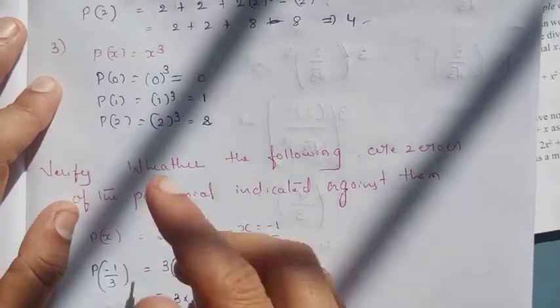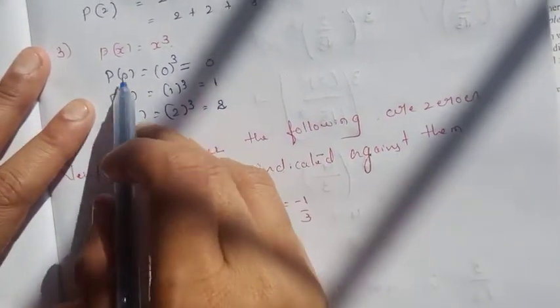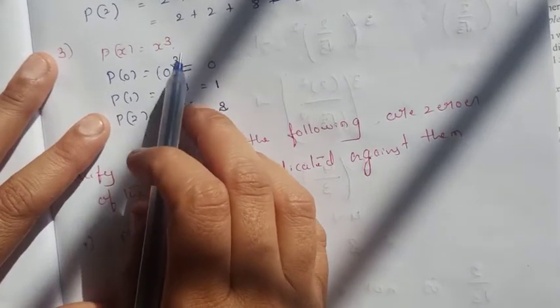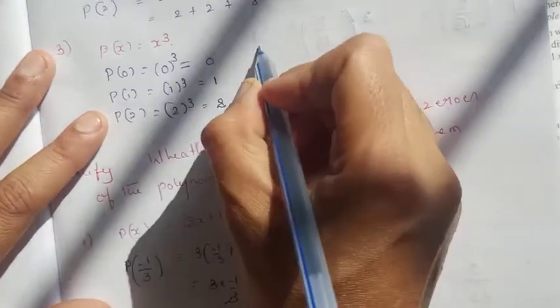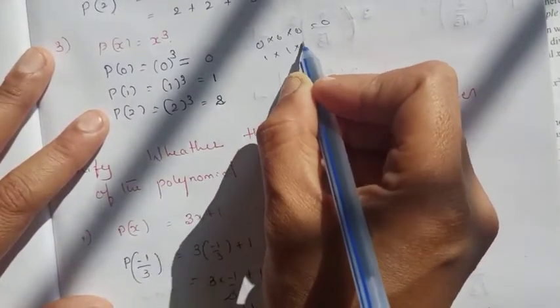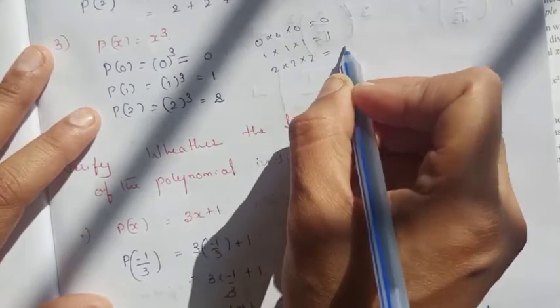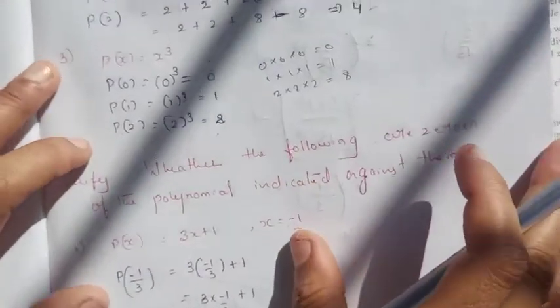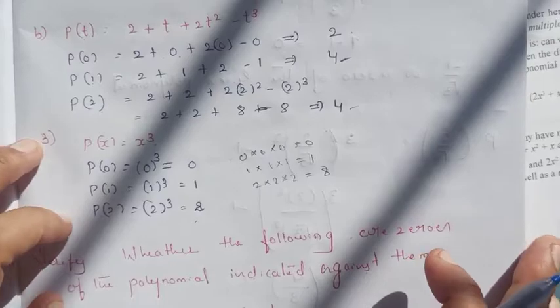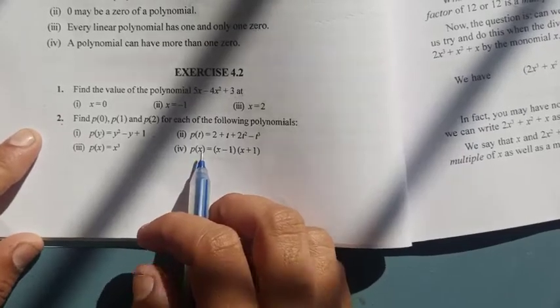And the third part, p of x is equal to x cube. So p of 0 is 0 whole cube, 0 into 0 into 0. What we get? 0. 1 into 1 into 1, we get 1. And p of 2 is 2 into 2 into 2, it is 8. These are the solutions for the second question. Next, what they have given, do it yourself. This is for the fourth question.